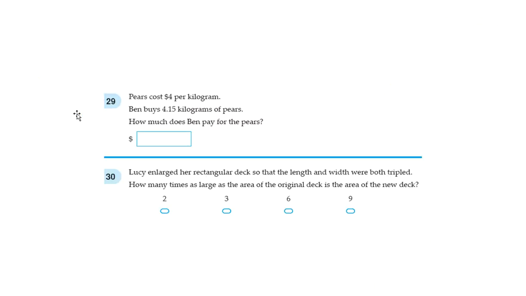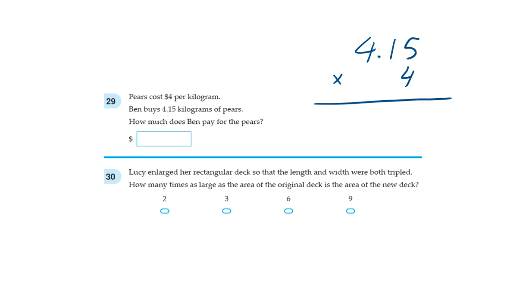Okay, question 29. Pears cost $4 per kilogram. Ben buys 4.15 kilograms of pears. How much does Ben pay for the pears? So, simply a matter of multiplying 4.15 times 4.